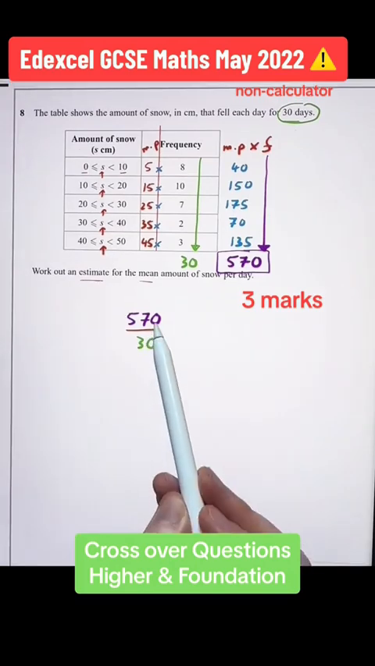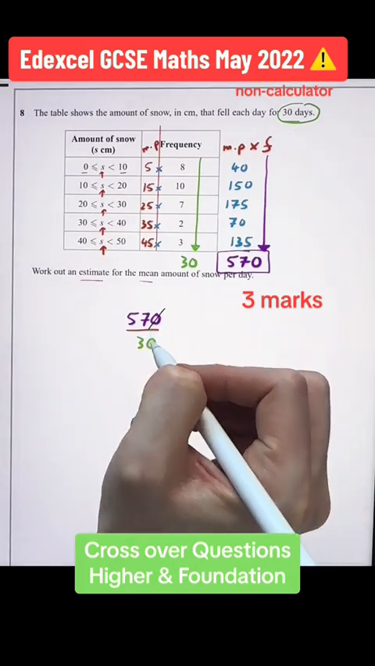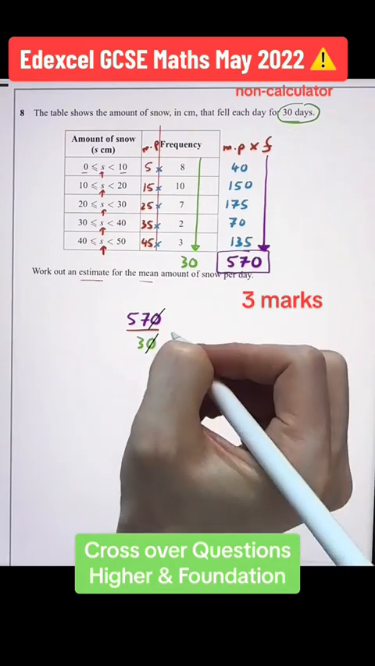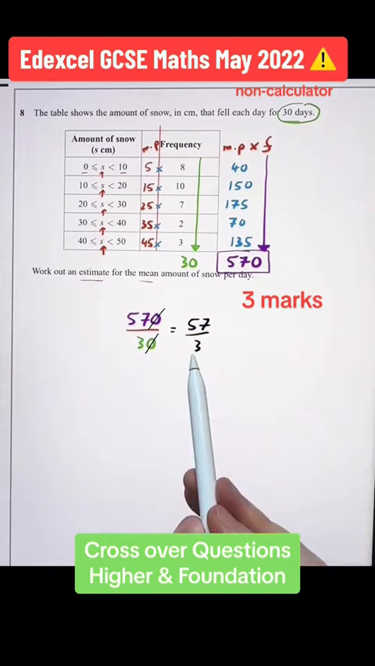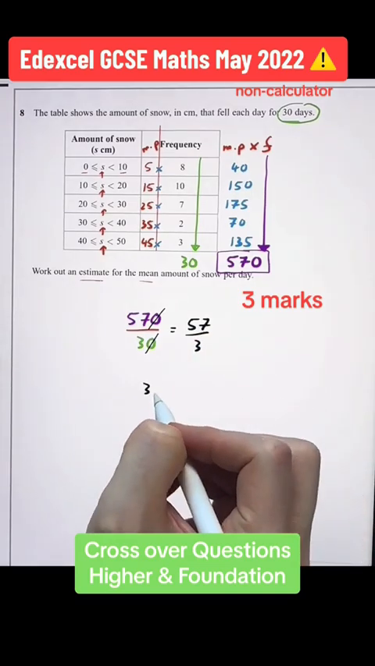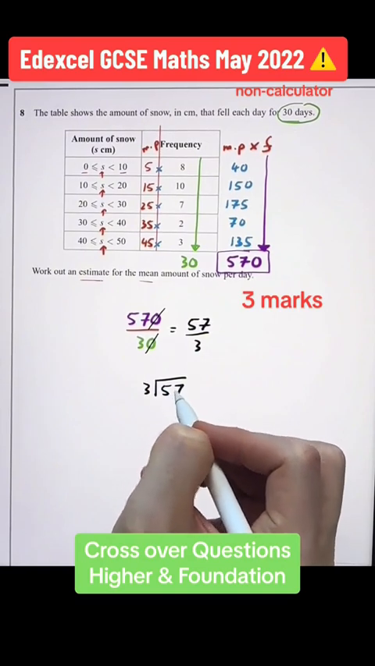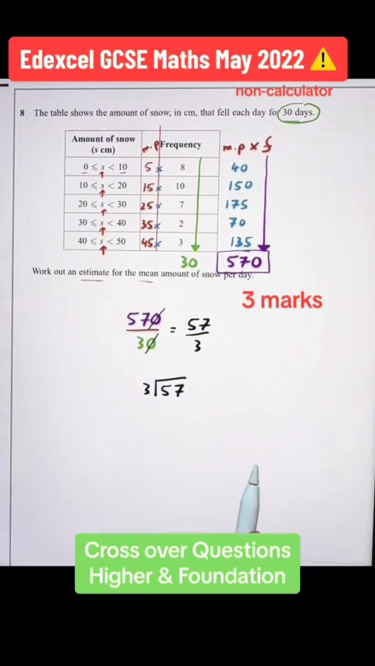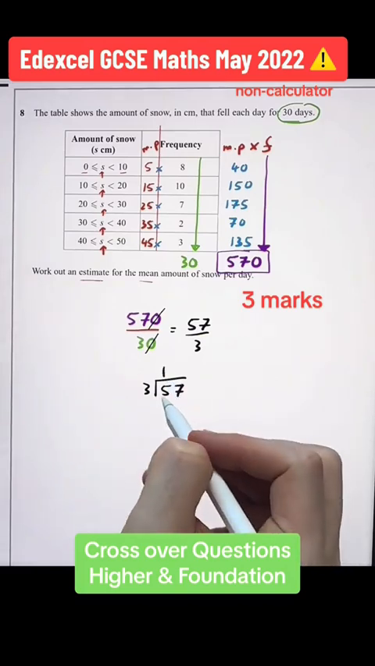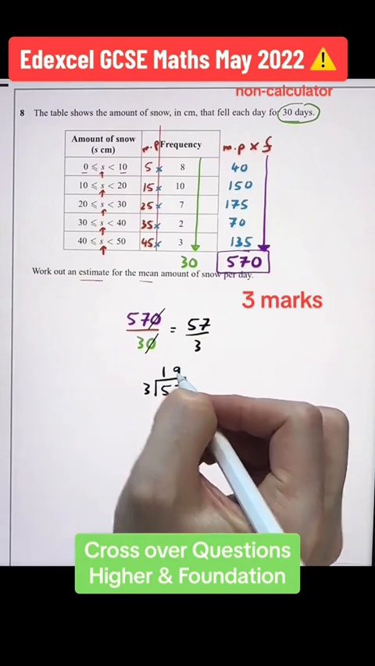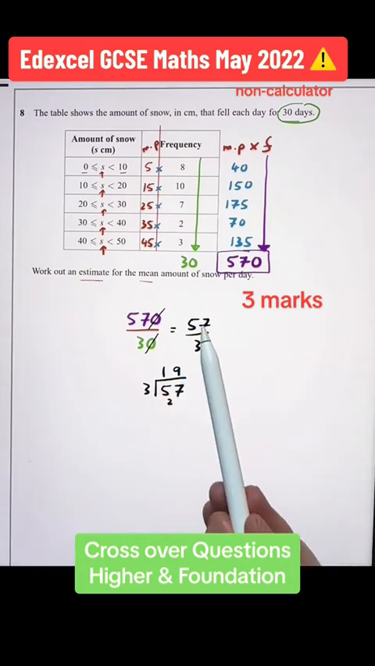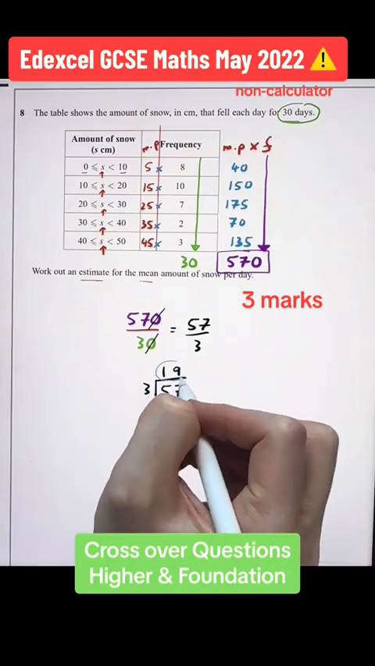Simplify my fraction. As they both end in 0, I can divide the top and the bottom by 10, i.e. cancel a 0. That brings me down to 57 over 3. The number we're dividing by always goes outside the bus stop, so it's going to be 3, and on the inside, 57. How many times does 3 divide into 5? It goes in 1 whole time, and as I've got 5, the remainder is 2. How many 3's go into 27? We know it goes in 9 times, as 9 times 3 is 27. Hence, 57 divided by 3 gives us 19.